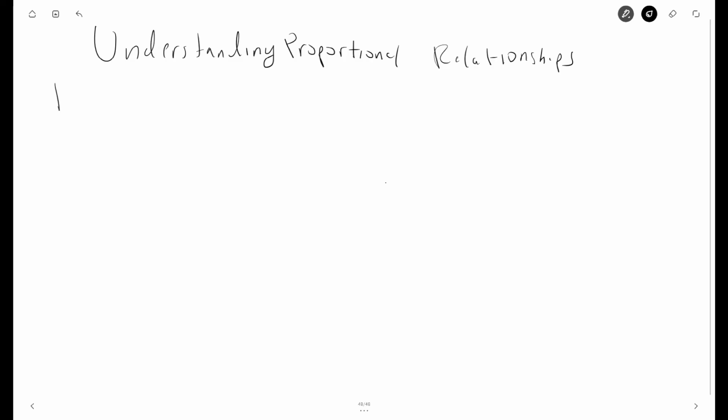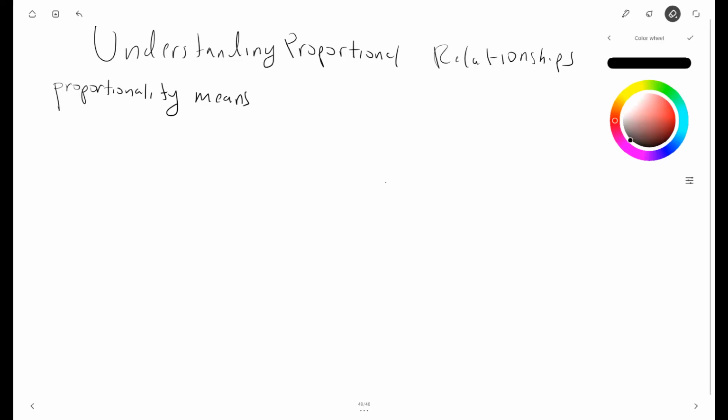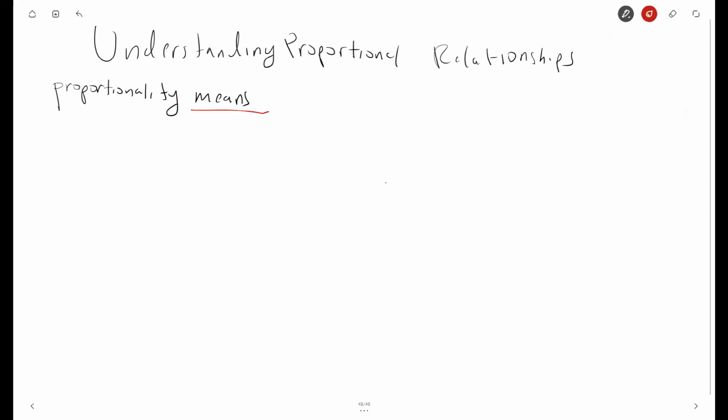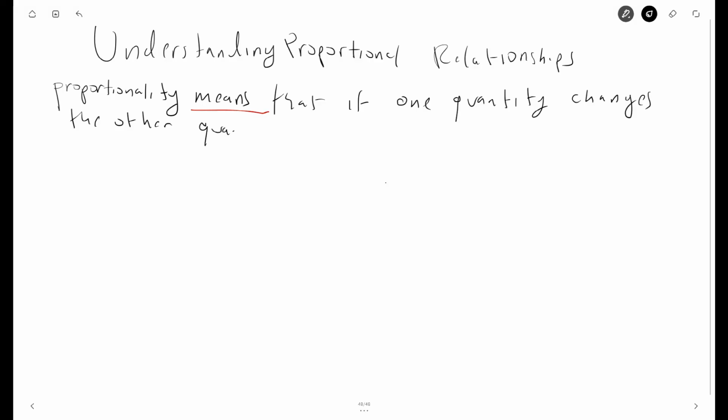So proportionality means that if one quantity changes, the other quantity changes at a constant rate.